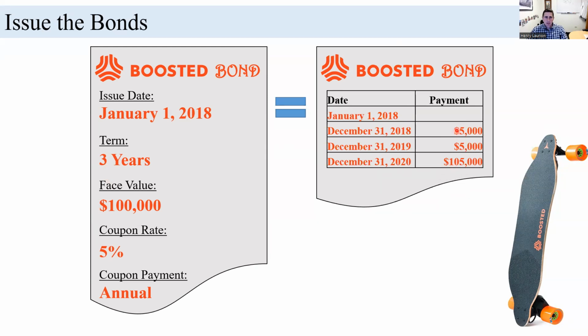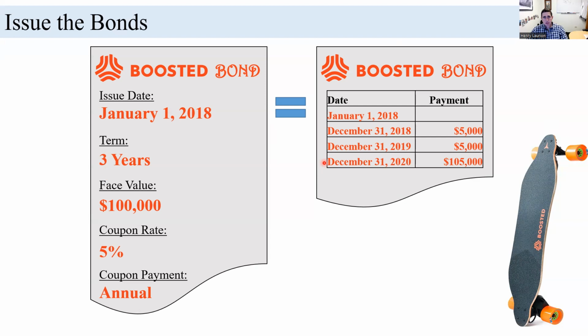So you should expect to receive at the end of the first year, which is December 31st, 2018, a $5,000 coupon payment. Same thing at the end of the second year. And at the end of the third year, you get that final $5,000 coupon payment, but you also receive the face value, or maturity value, payment, because this is the maturity date of the bond. It's 3 years after the issue date.